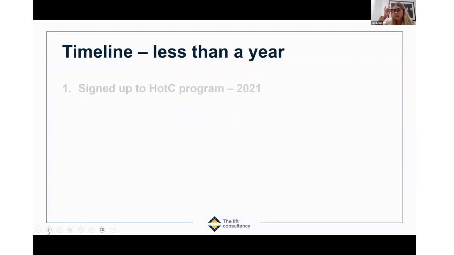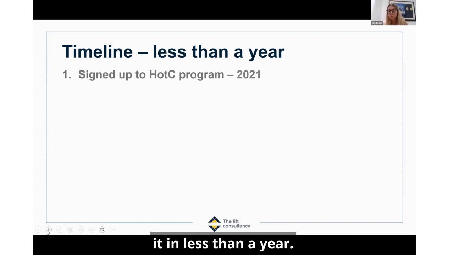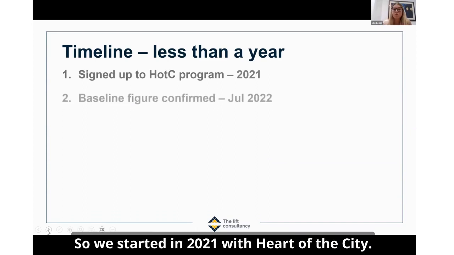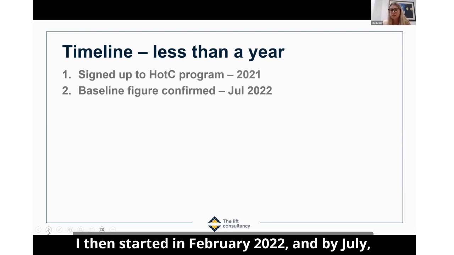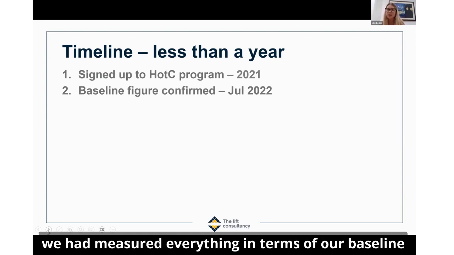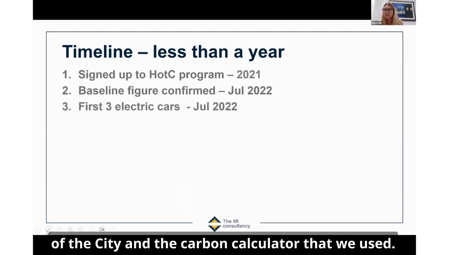Heart of the City broke it down really well. So in our timeline, we've managed to do it in less than a year. So we started in 2021 with Heart of the City. That was before I joined the company. I then started in February 2022, and by July we had measured everything in terms of our baseline and got it sent off and confirmed by Heart of the City and the carbon calculator that we used.